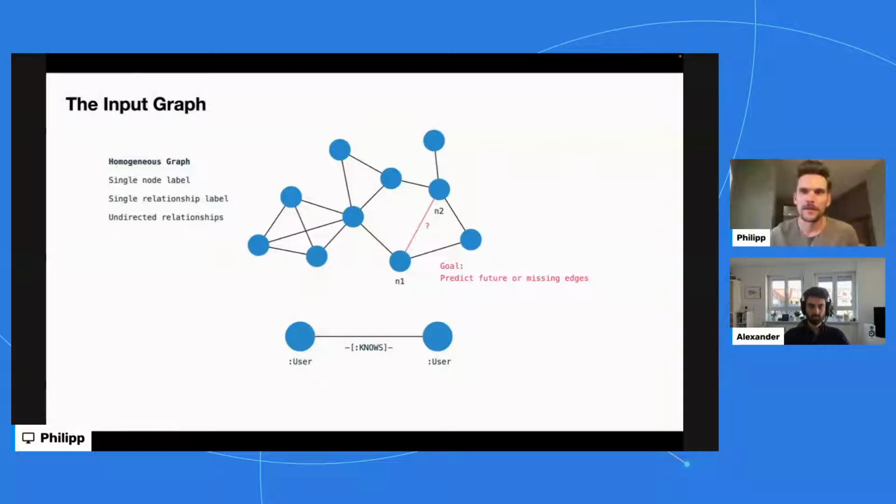And we can also state this as a binary classification problem, where we basically take a pair of nodes, in this case, node 1 and node 2, and we want to predict a class. There are basically two classes: class 1, which means we want to predict a link, and class 0, which means that there shouldn't be a link. And that's the basic problem statement in this case.